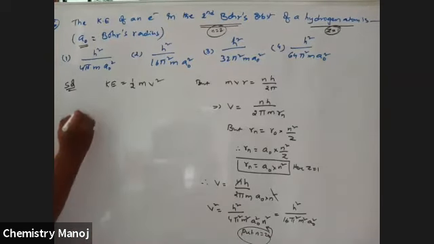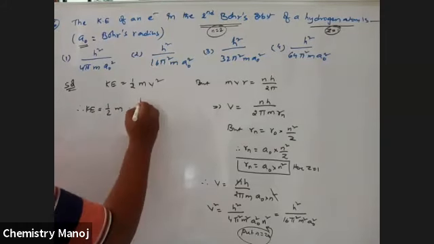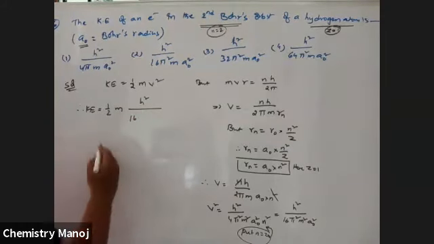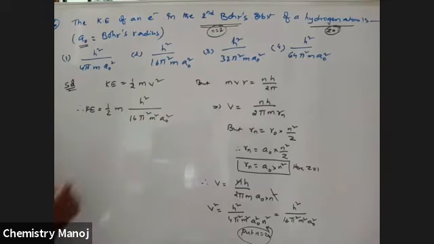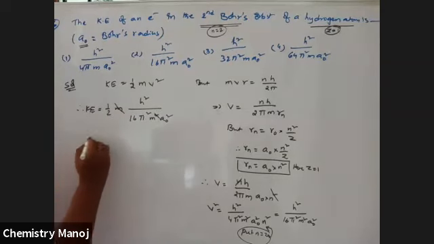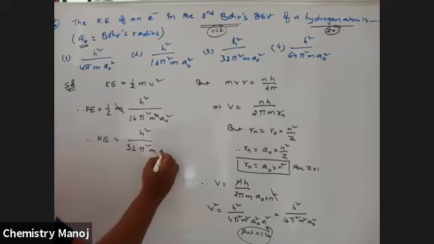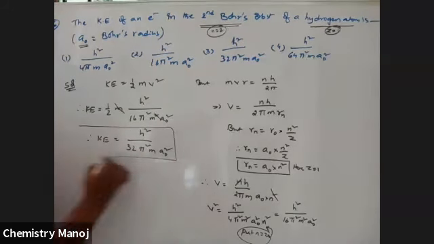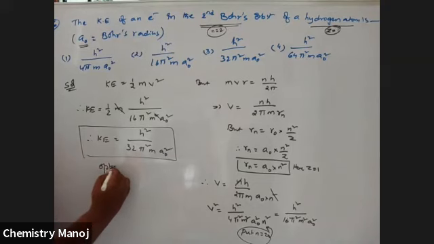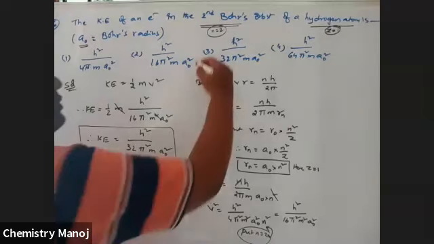Substitute that value here. Therefore, KE is equal to half mv square, that is h square by 16 pi square m square a naught square. m cancelled. Therefore, KE is equal to h square by 32 pi square m a naught square. Now the answer is option 3. Option 3 is the correct one.